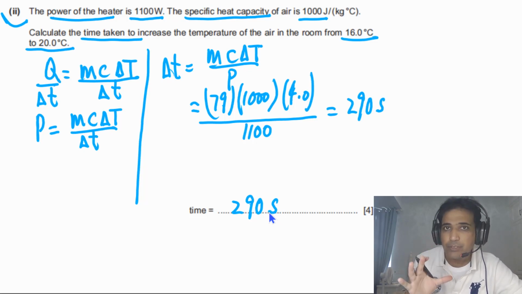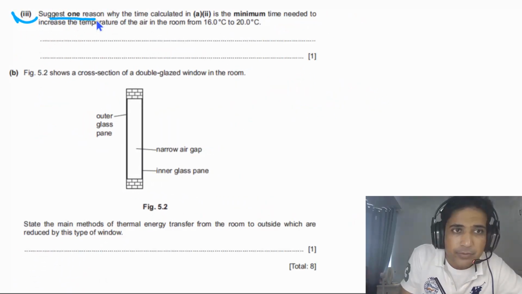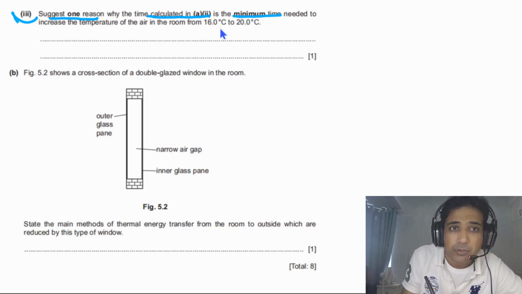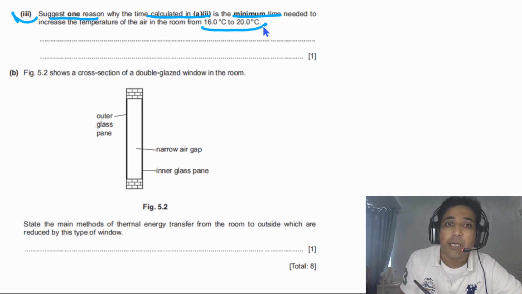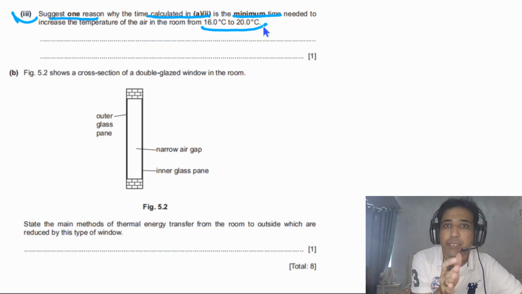This is the way you need to understand how to answer this type of problem. Third part says, suggest one reason why the time calculated in A2 is the minimum time needed to increase the temperature of the air in the room from 16 degrees Celsius to 20 degrees Celsius. Minimum time, because in this case we haven't considered thermal energy loss, or thermal energy transfer to other objects in the room.